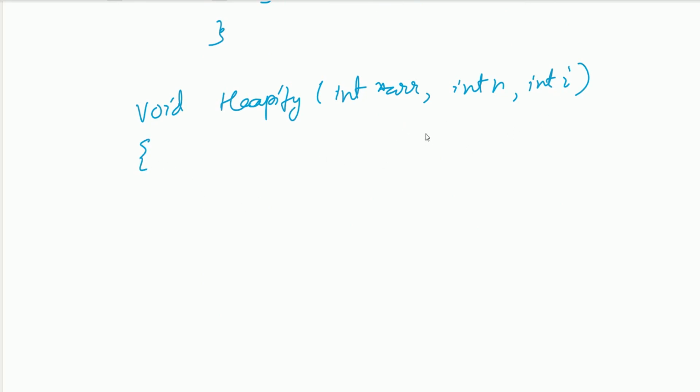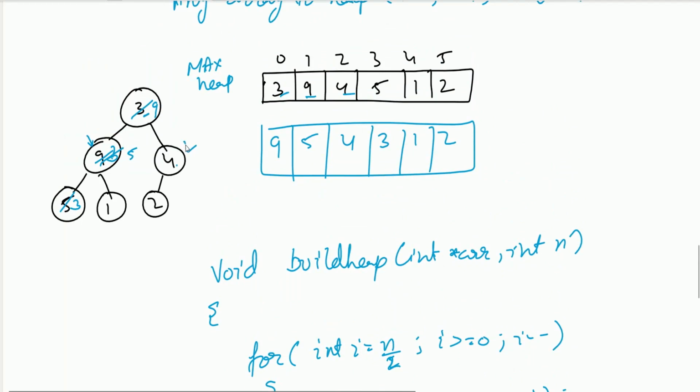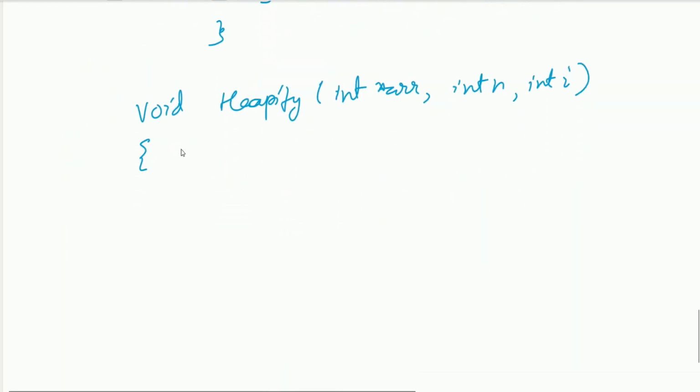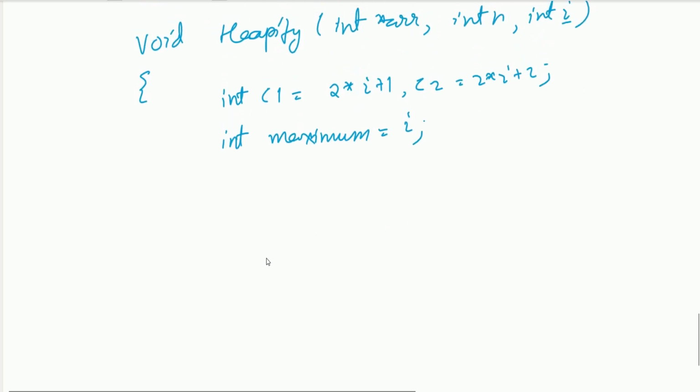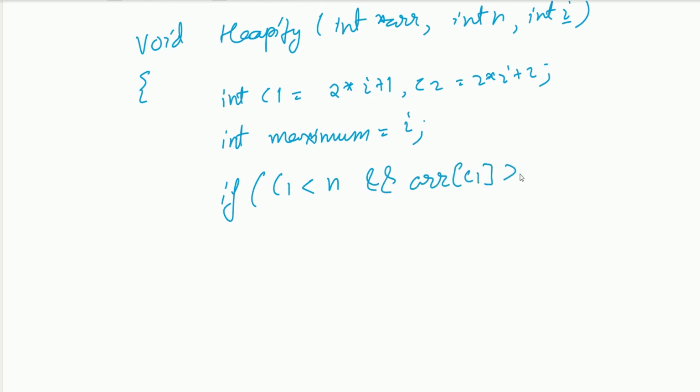So when we are calling the heapify function, we are checking each node with its children. We'll calculate the children for the ith index. The left child will be 2 into i plus 1 and the right child will be 2 into i plus 2. Now since we are making a max heap, let's suppose that the maximum among i, C1 and C2 is i only for now. Then we will check if C1 is less than n. So it means C1 is in the range of the array and the value at C1 is greater than the value at maximum, then we will say that maximum is equal to C1.